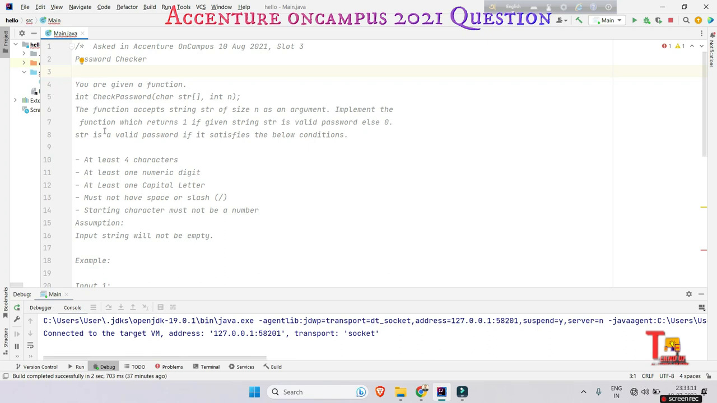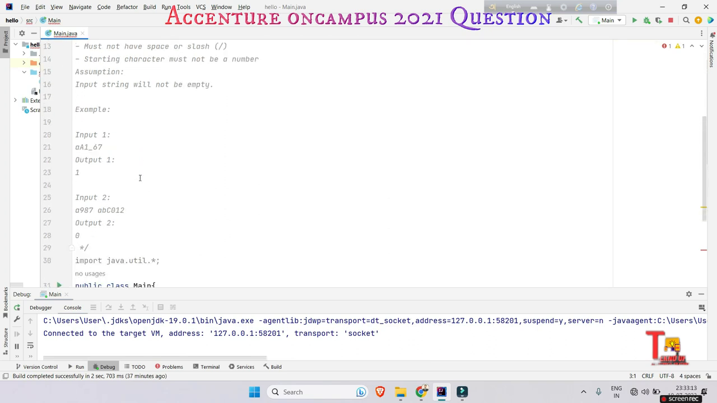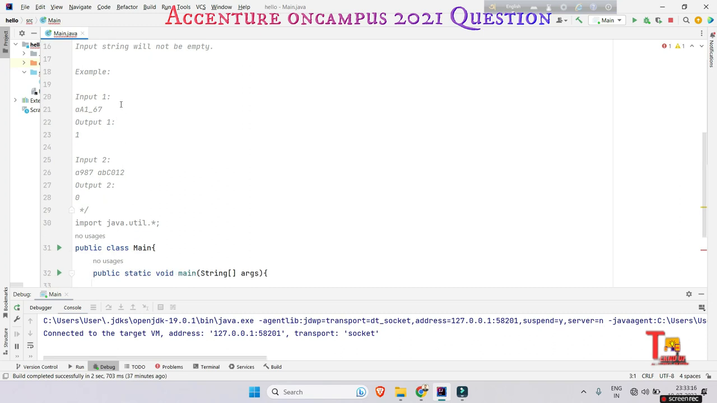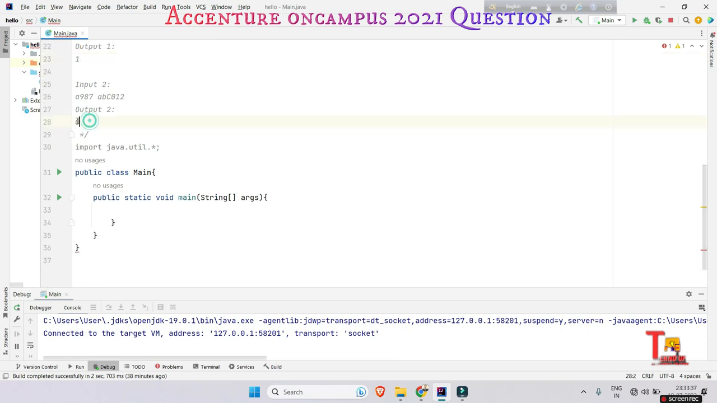So there is a primary assumption that input string will not be empty. A given sample input is this and output is 1 because this is a valid password. There is no slash and no starting with the number, and there is at least 1 capital, at least 1 number. So this is a valid password, so output is 1. But here the output is 0 because there is a space between the string, so this does not satisfy our conditions, so output is 0. So let's solve the problem.